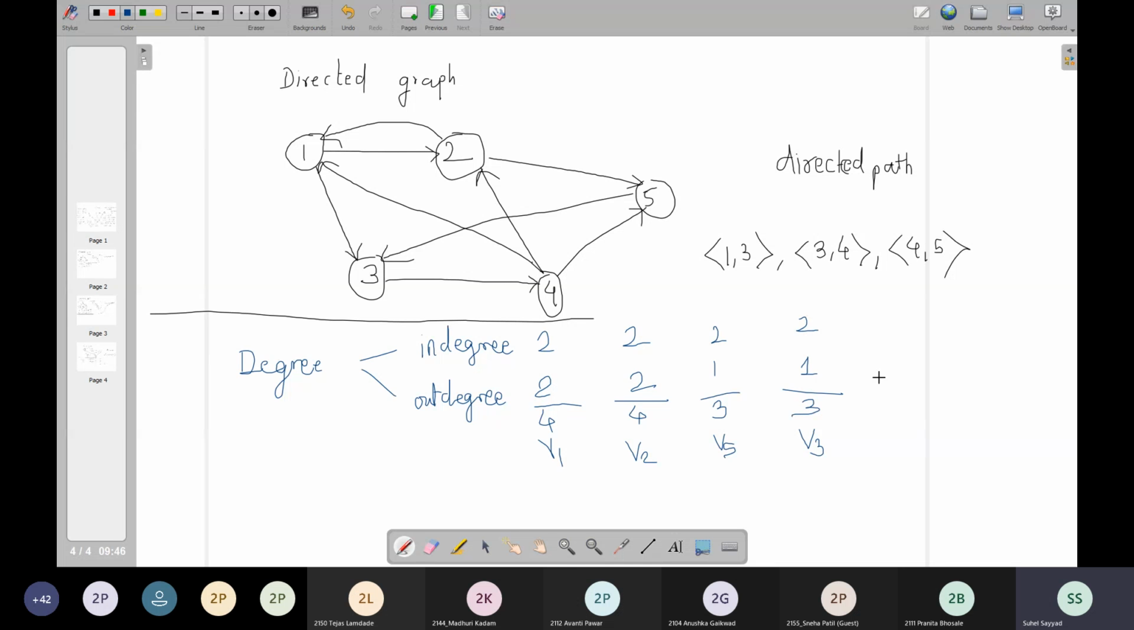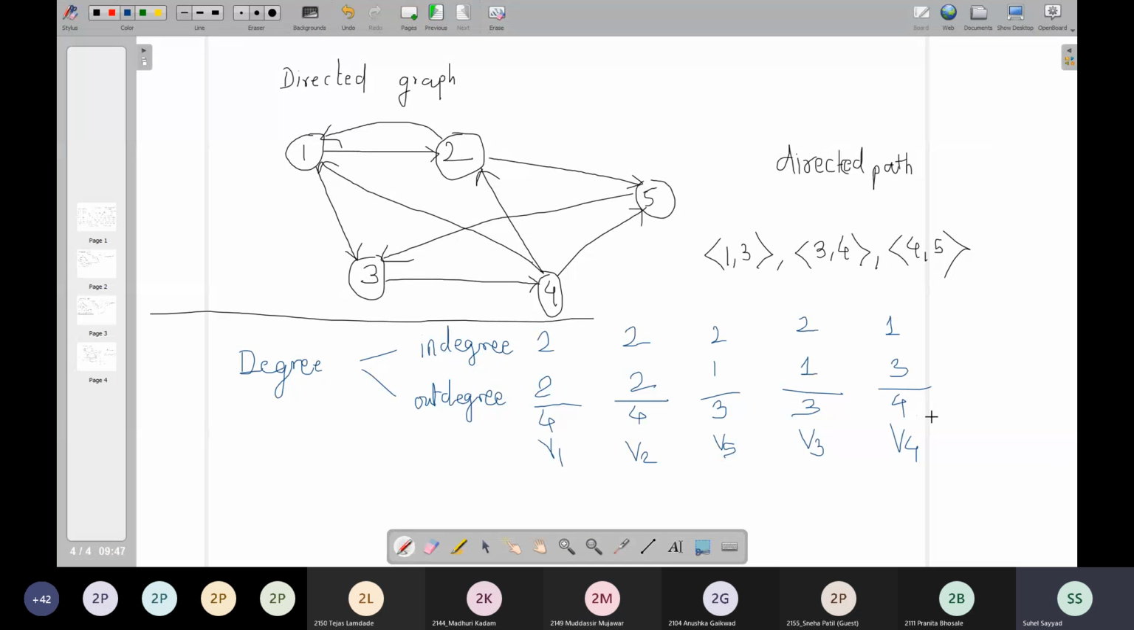And finally, the last vertex, that is V4. Do we have roll number 49? Yes, sir. What is in degree for vertex V4? 1. Very good. And what is out degree for vertex V4? 3. Very good. So the total degree for V4 will be 1 plus 3, that is 4.